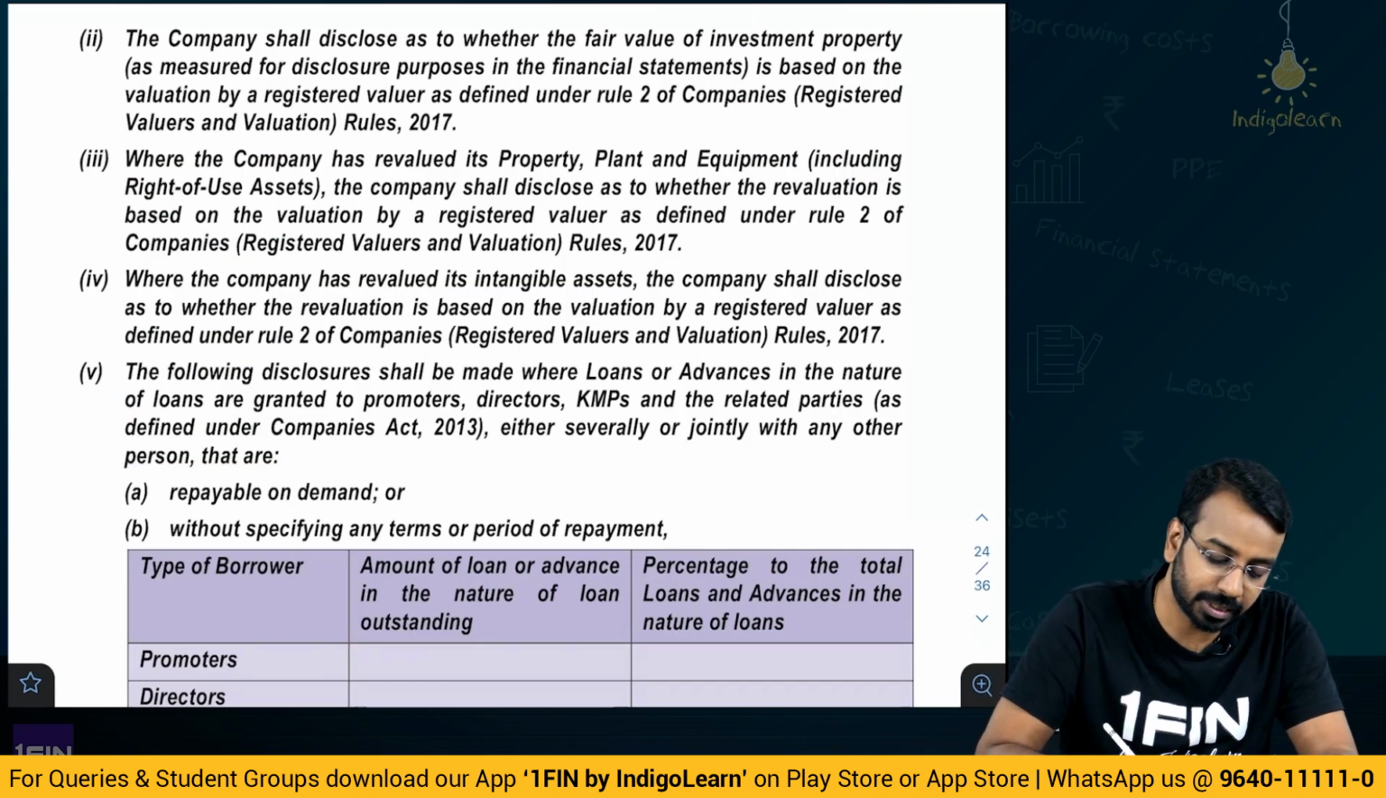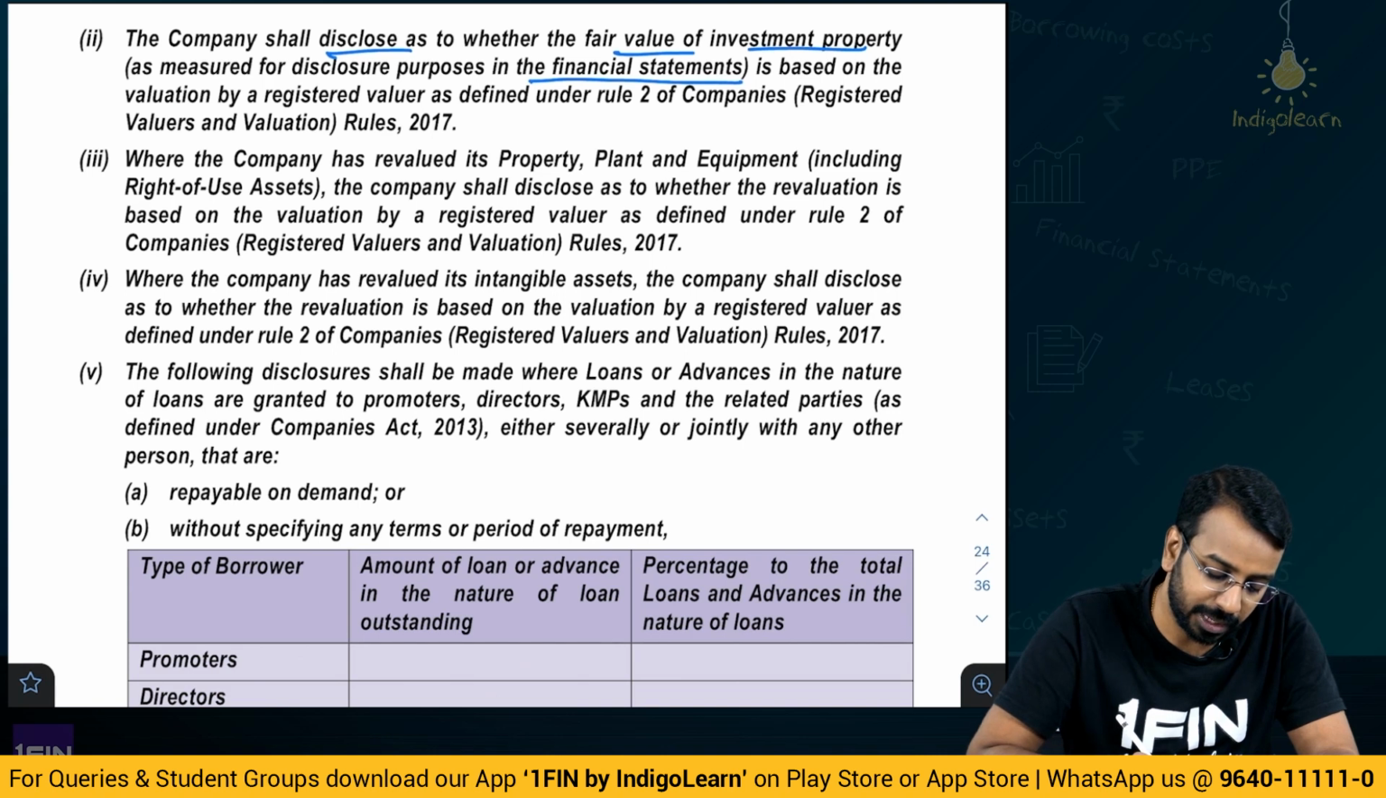Then the company shall disclose whether the fair value of investment property, as measured for disclosure purposes in the financial statements, is based on the valuation by a registered valuer as defined under rule 2 of the Companies (Registered Valuers and Valuation) Rules.